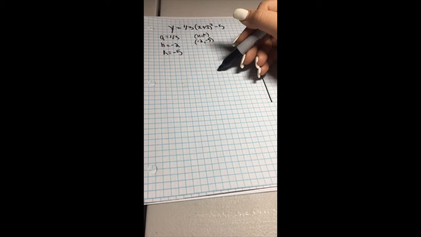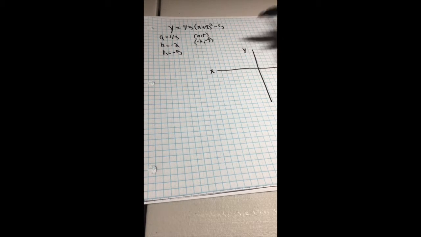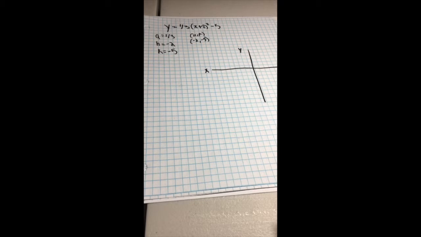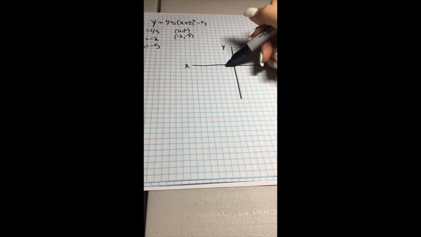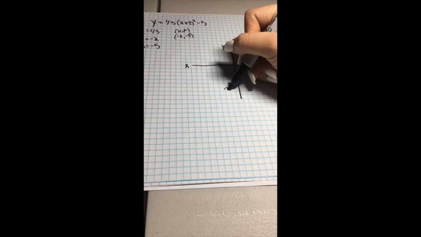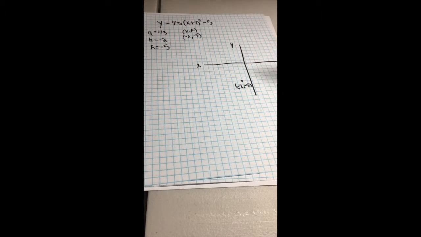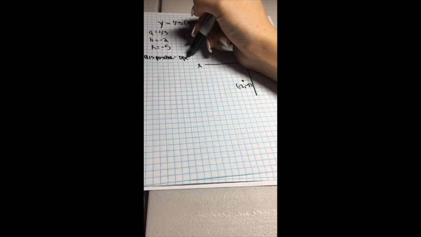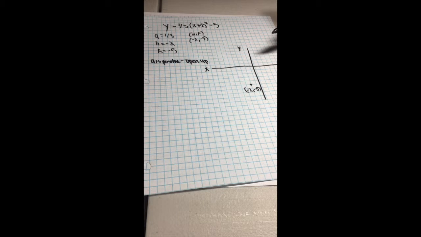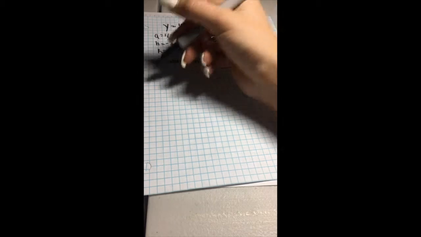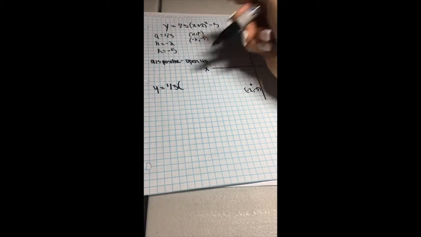So I'm going to start to draw my graph, and I'm going to label my x and y axis. I'm first going to draw the point, which I already know, the vertex. And then I know that our a is positive, so the graph is going to have to open up. To find my other points, I am now going to plug in numbers to our equation.